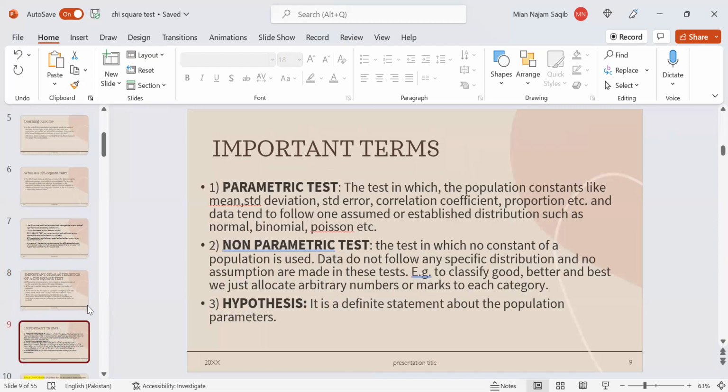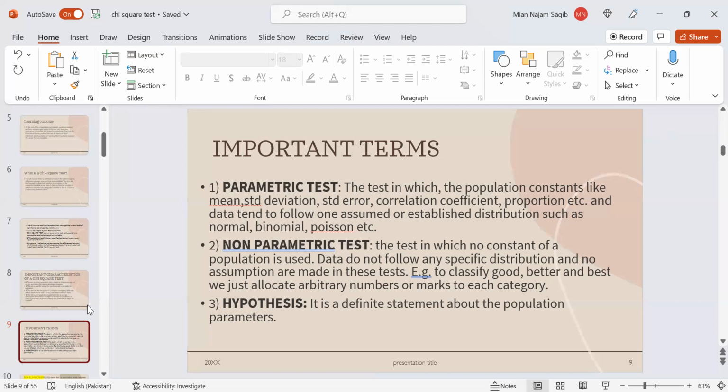Important terms that we should know are, first of all, what is a parametric test? The test in which population constants like mean, standard deviation, standard error, correlation coefficient, proportion, etc., and other data tend to follow one assumed or established distribution such as normal, binomial, and Poisson, etc. A non-parametric test, on the other hand, is a test in which no constant of population is used. Data does not follow any specific distribution and no assumptions are made in this test. For example, to classify good, better, and best, we just allocate arbitrary numbers or marks to each category.